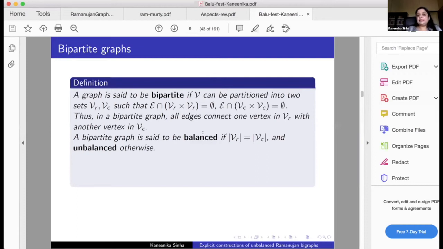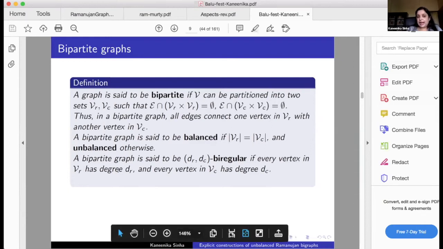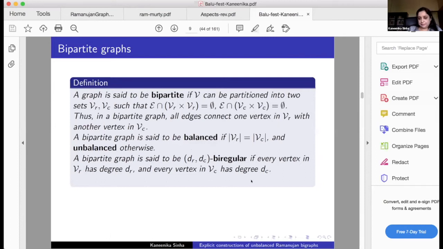A bipartite graph is said to be balanced if V_R and V_C have the same cardinality and unbalanced otherwise. A bipartite graph, furthermore, is said to be d_R-d_C biregular. When we were talking about d-regular graphs, we had to specify a degree. Here we are talking about a larger class of graphs now. So we say that a bipartite graph is d_R-d_C biregular if every vertex in V_R has degree d_R and every vertex in V_C has degree d_C.